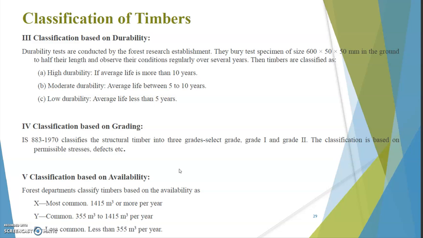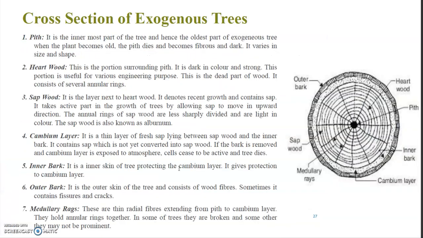Then certain types of trees may be very scarcely available in a given year, in the range of 355 meter cube or lesser per year. Those can be called Z category of timber, right? Z or Zed, whatever it may be according to your pronunciation. So all these are your classifications of timbers, right?